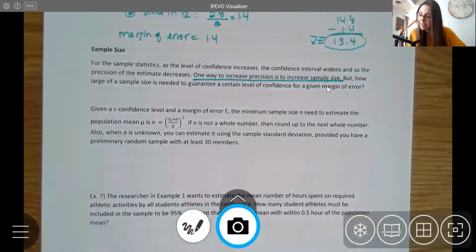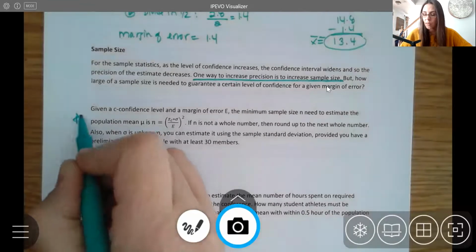But how large of a sample size is needed to guarantee a certain level of confidence for a given margin of error? When you're doing confidence intervals, you still have that cutoff of a sample size of at least 30 or a population that is normal. So you do have that floating in the background, right? But that's just a very basic criteria that you have to meet. We also want to make sure that our sample size is big enough. What if my population is normal, but my sample size is only 5? That may not be big enough still, even though it fits the criteria for using the formulas for confidence interval. So you want to match those requirements with also the sample size requirements.